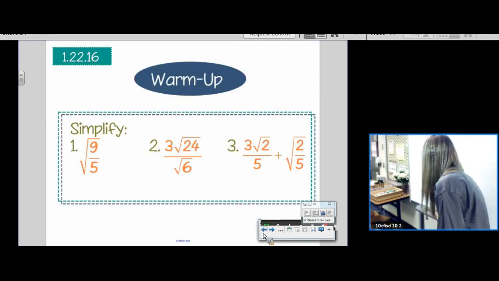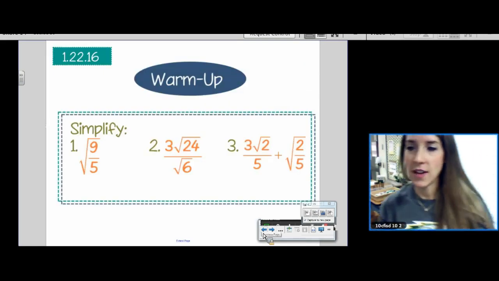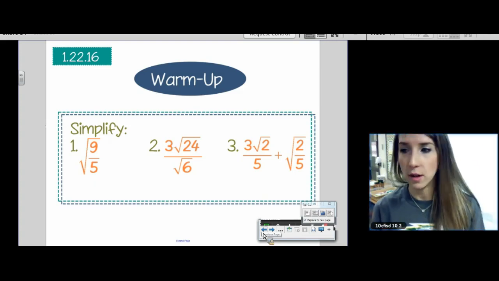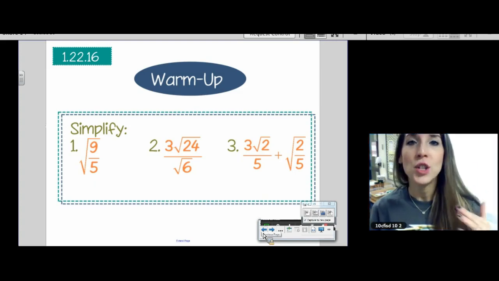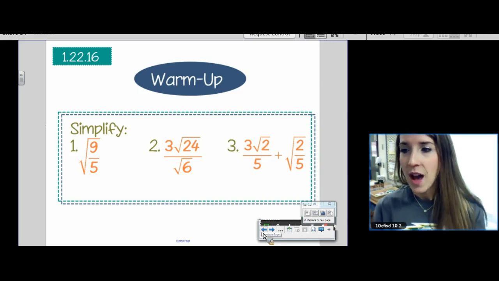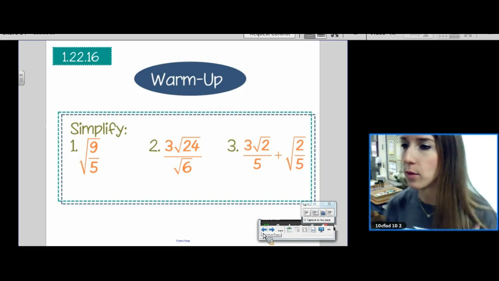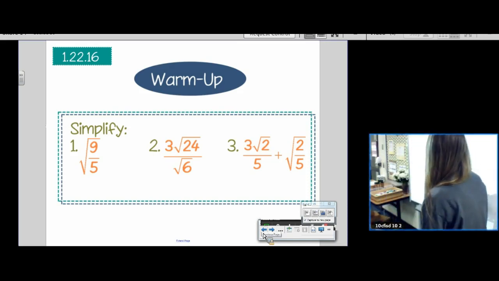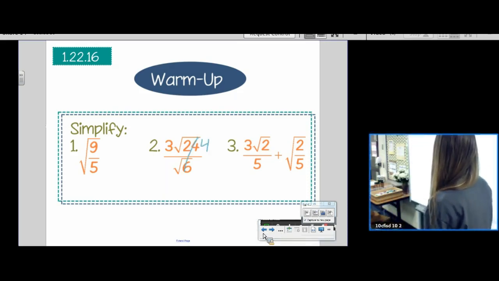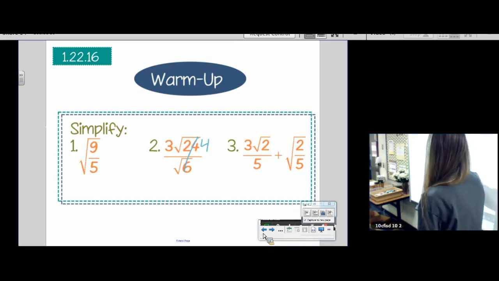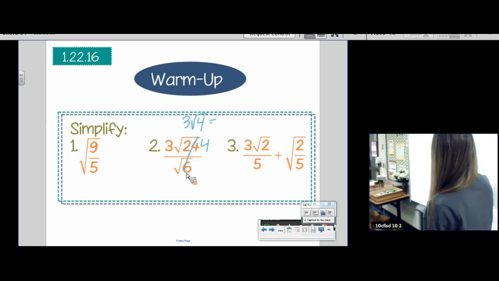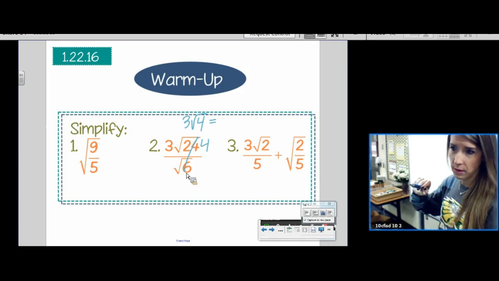The second one is easy enough to not even have to go to a separate screen. Take a look at those radicands. Square root 24, square root 6. 24 is divisible by 6. I'm allowed to divide them because they are both inside the radical. They are both radicands. So just divide these. 24 divided by 6 is just 4. So this problem is saying 3 times square root 4.